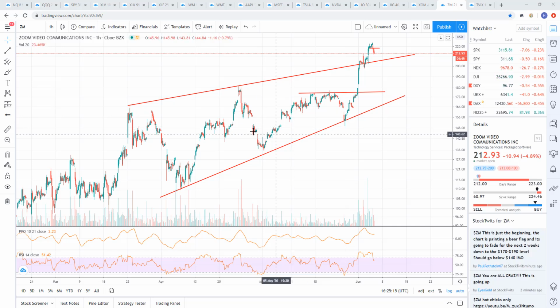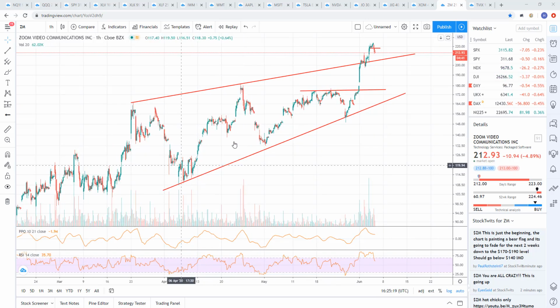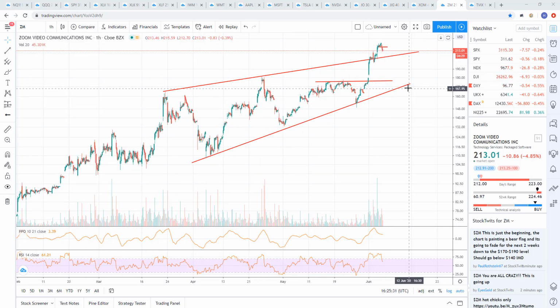What I want to point out is I love trading these wedge patterns, and this is what we have here. This is a bearish rising wedge, and typically when you have these, 80% of the time they'll resolve to the downside. They'll break down out of the wedge. That's what this pattern is setting up to do.